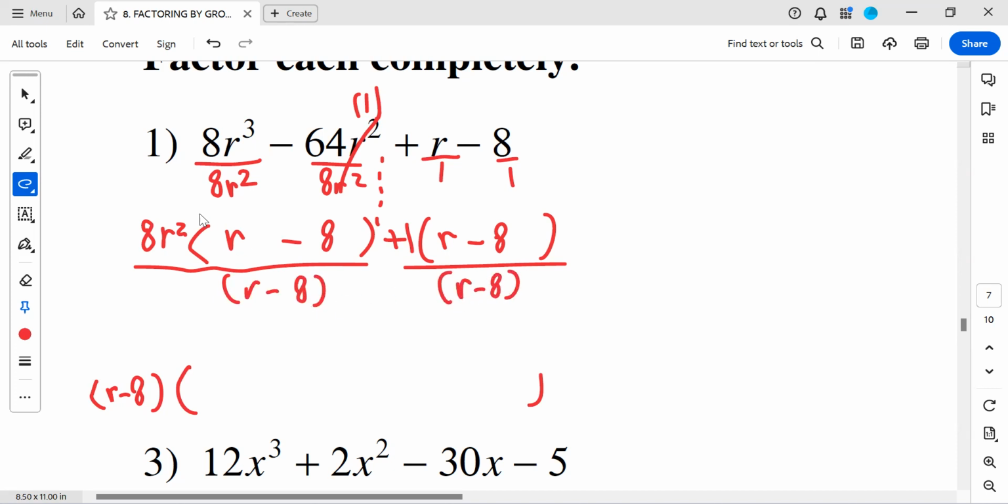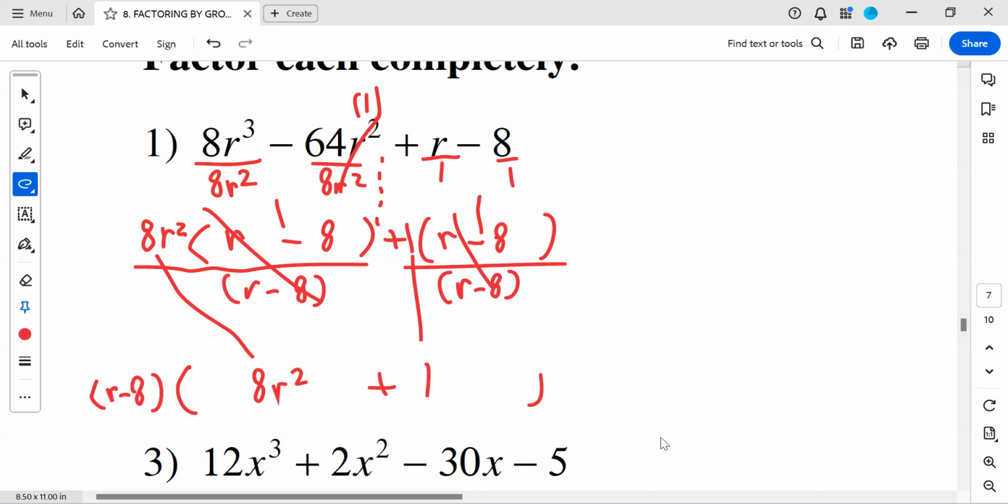So I treat my R minus 8 like a GCF. This cancels to give me a 1, and then I'm left with 8R squared. And then this also cancels to give me a 1, and I'm left with +1. But as I've said before, the shortcut is you take that R minus 8, common parentheses, bring it down, just one of them, and then whatever is outside the parentheses is what's going to be in your second parentheses.